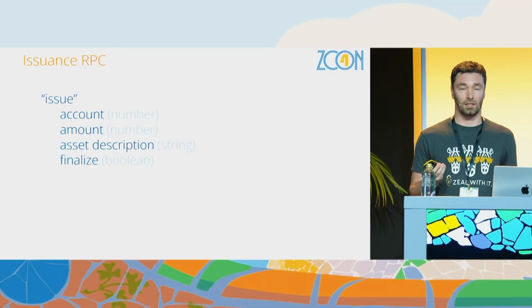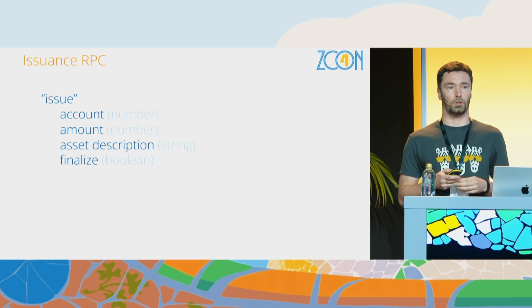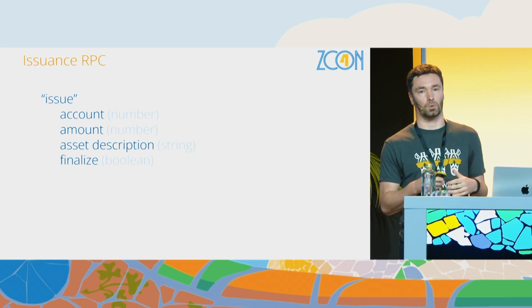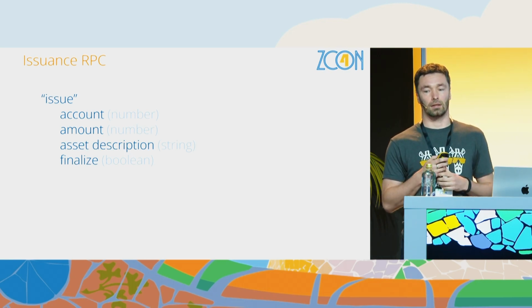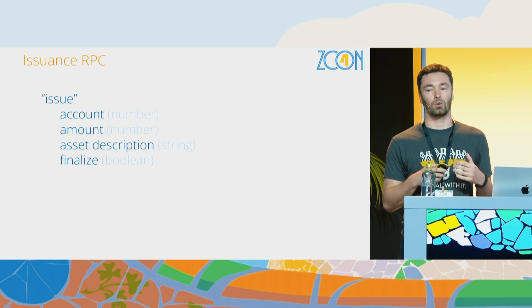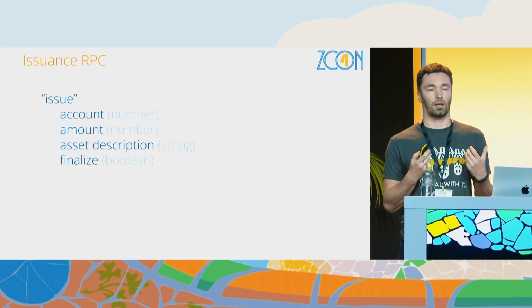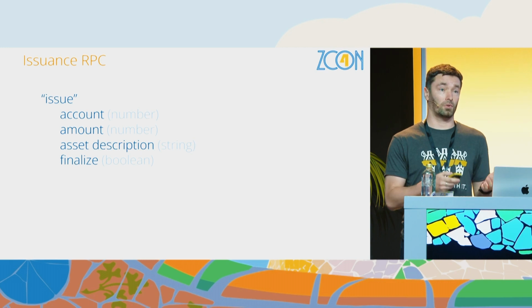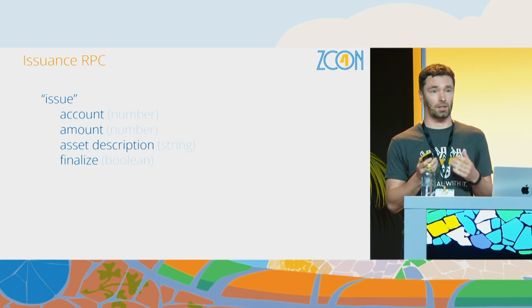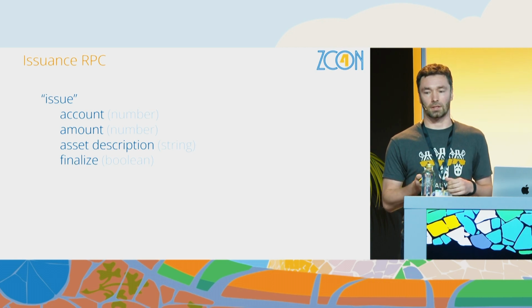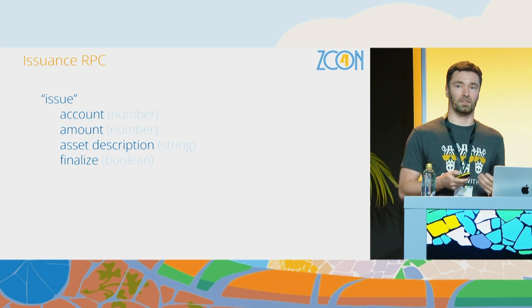Obviously, we have a new RPC command for that. Let's have a look. No surprise, it is called issue, because we use the term issuance to create new assets. The idea is that you use account as an identifier of which key you want to use for that. You have the amount of the asset, obviously. It's the asset description that later will be used to create an asset ID, and the finalized flag that we already discussed.